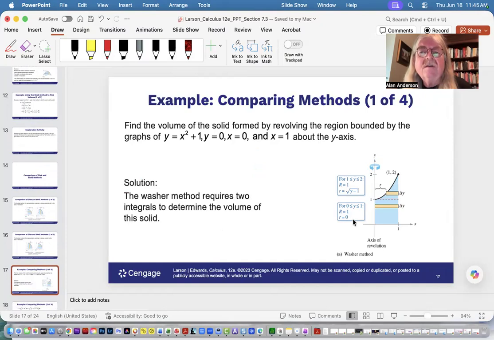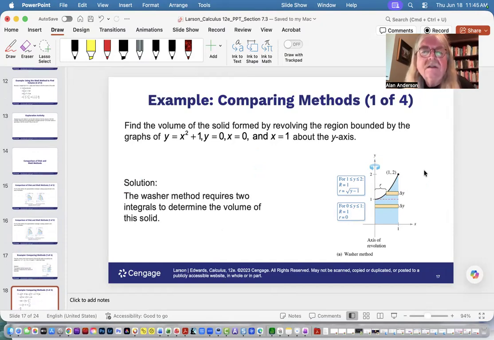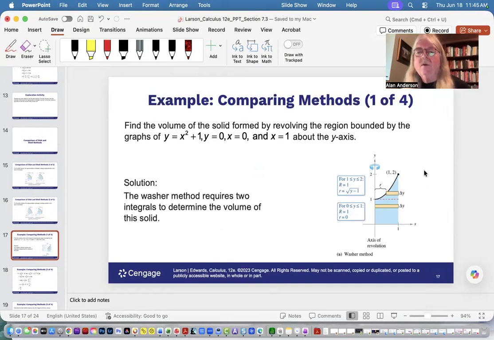Now, they're showing you where the shell method is very helpful. We've already seen this example of the washer method, where we had this very messy expression, this whole thing under here, that had to be revolved about the vertical axis. And in order to do it with the washer method, we had to break it up into two regions and do them separately, which is kind of a lot of work. So let's just quickly remind ourselves how the washer method is defined and how this worked.